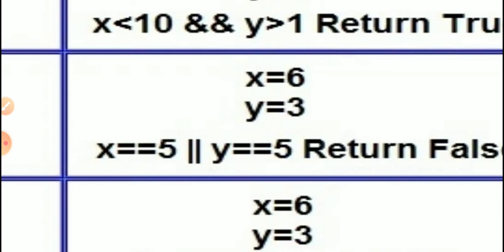In the first example, in case of the AND operator, if any one of the conditions is false, it returns false. Only if both are true will it give the result as true. But in case of the OR operator, if any one of the operands gives the value as true, it will give you the result as true.